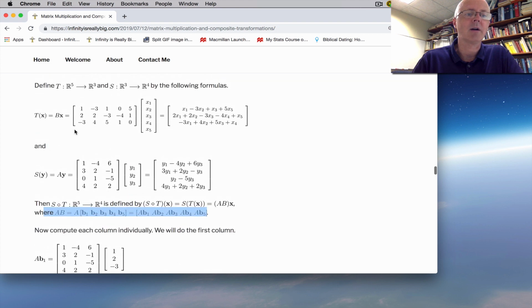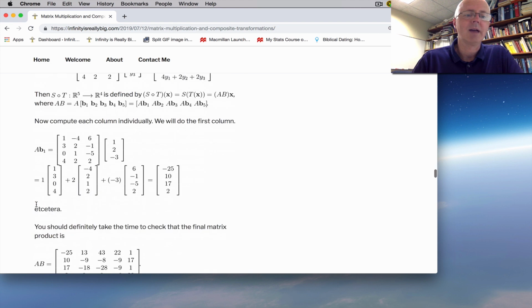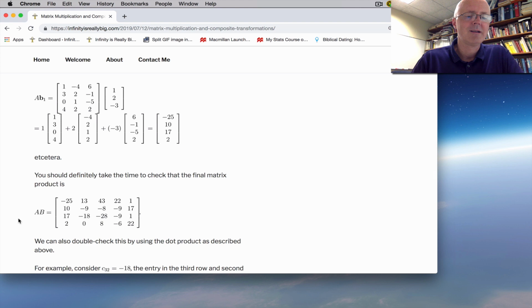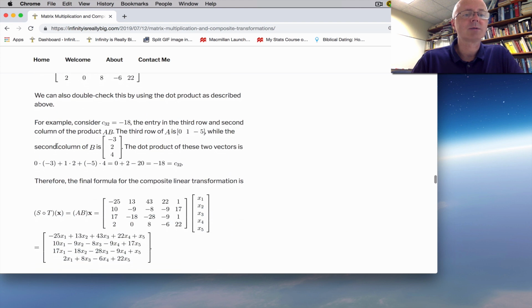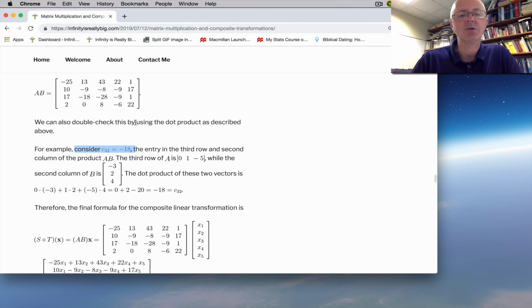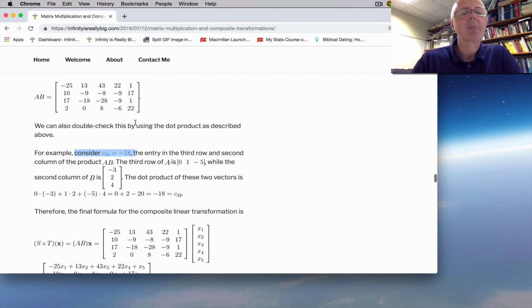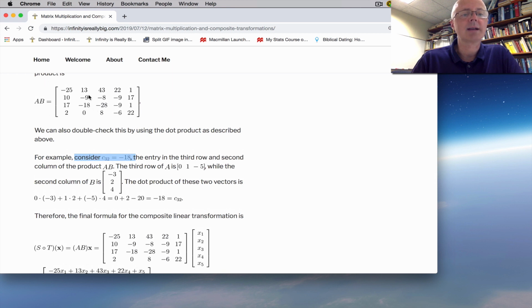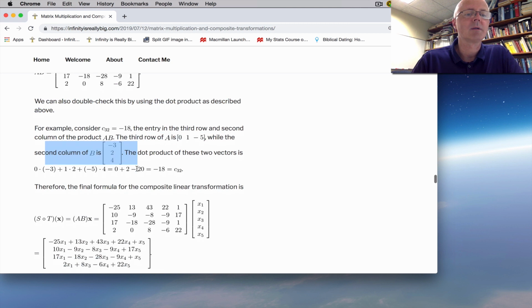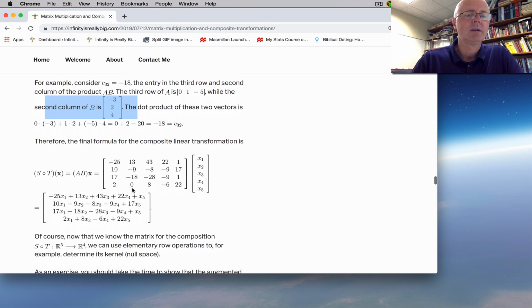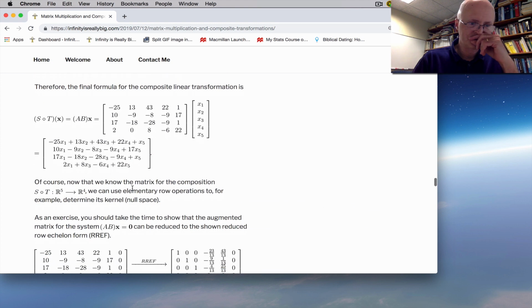Okay, again, here are A and B up here. And here's the answer down there. I do confirm the dot product approach works as well. For example, C32, and by the way, you should say C3,2 rather than C thirty-two, is the number in the third row and second column, -18 right there. That's the same as the dot product of the third row of A with the second column of B. Okay, -18.